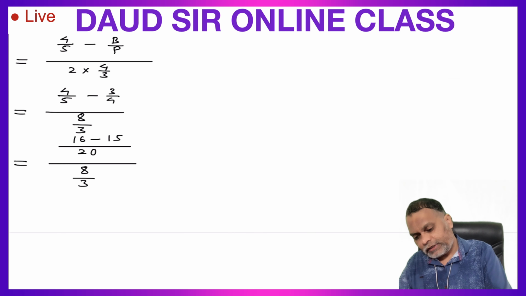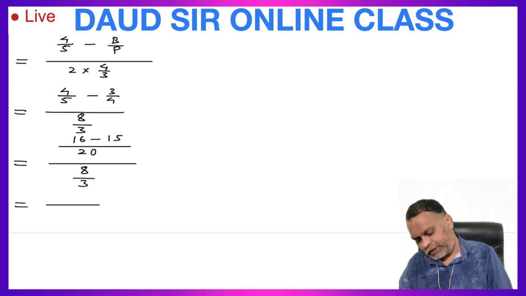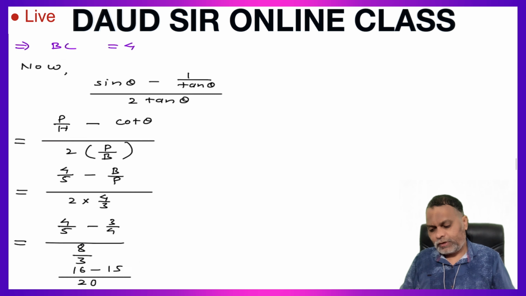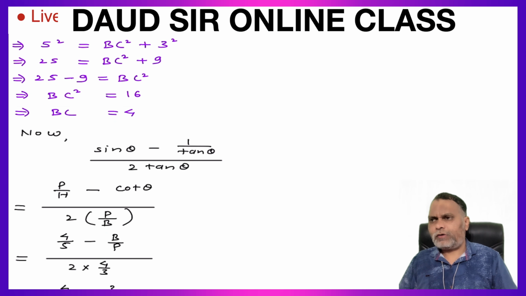Now, these are double fractions, so shift this 3 in the numerator and 20 in the denominator. So which is equal to 16 minus 15, 1, and this is 8 into 3 upon 20. So which is equal to 3 upon 160. So this is the required value of sine theta minus 1 upon tan theta upon 2 tan theta.